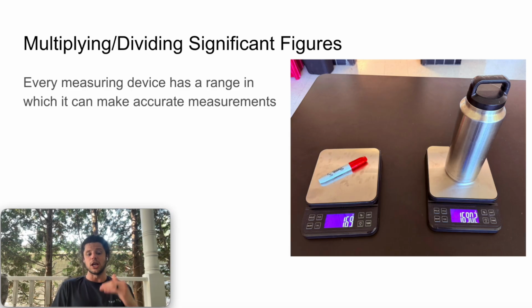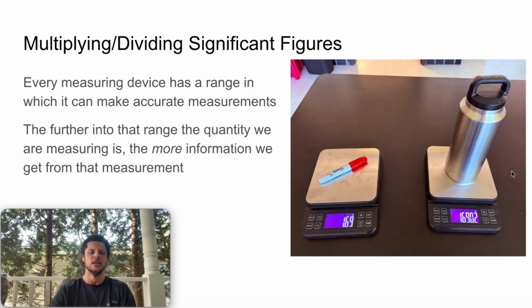So there is a lower limit and an upper limit to any measuring device in terms of what it is able to measure. Depending on where the object or quantity or property that we're trying to measure falls, we're getting more or less information, because it will fall either further or less far into that range of the measuring device's capabilities. So the further into that range the quantity is that we're measuring, the more information we're going to get from that measurement. And the less far into that range, the less information we're going to get.